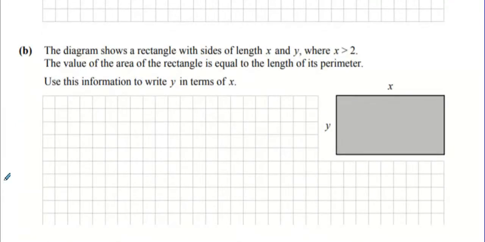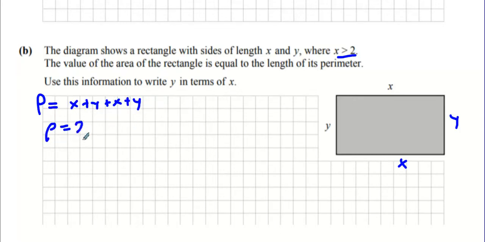The diagram shows a rectangle whose lengths are x and y, where x is bigger than 2. Find the value of the area of the rectangle is equal to the length of its perimeter. Use this information to write y in terms of x. Okay, so perimeter equals x plus y plus x plus y. Perimeter equals 2x plus 2y.